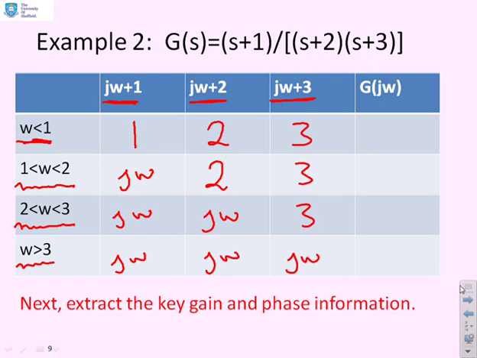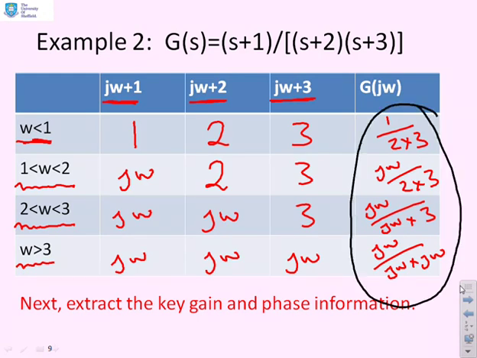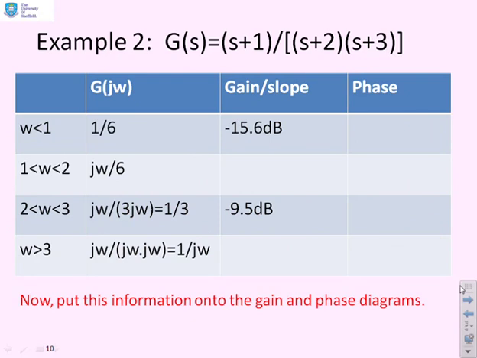So if we put all those approximations together, you'll see we get 1 over 2 times 3, or j omega over 2 times 3, or j omega over j omega times 3, or j omega over j omega times j omega. So the key thing here is this last column. We've basically found the asymptotic approximation based on each factor. Now, let's work out what that gives us.